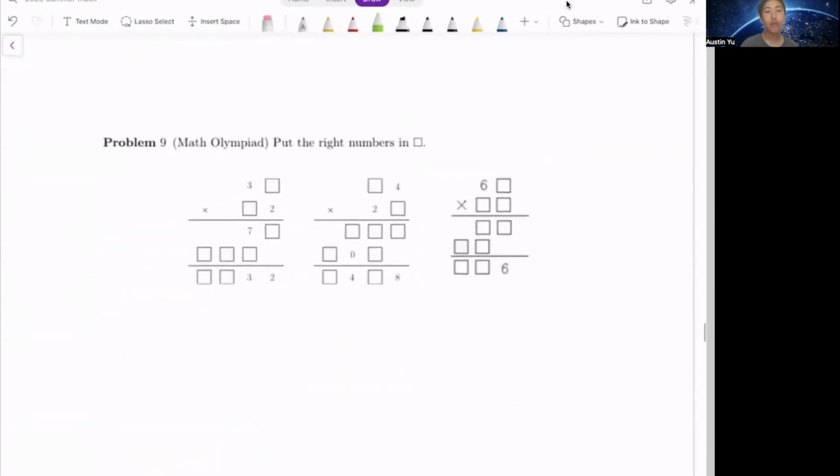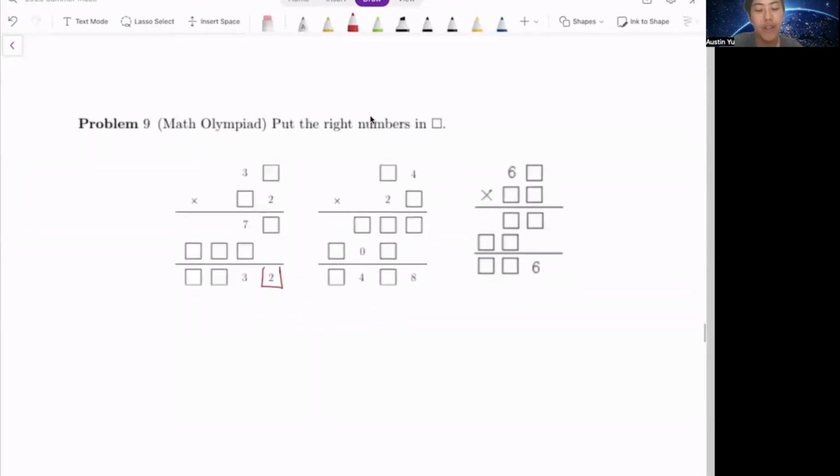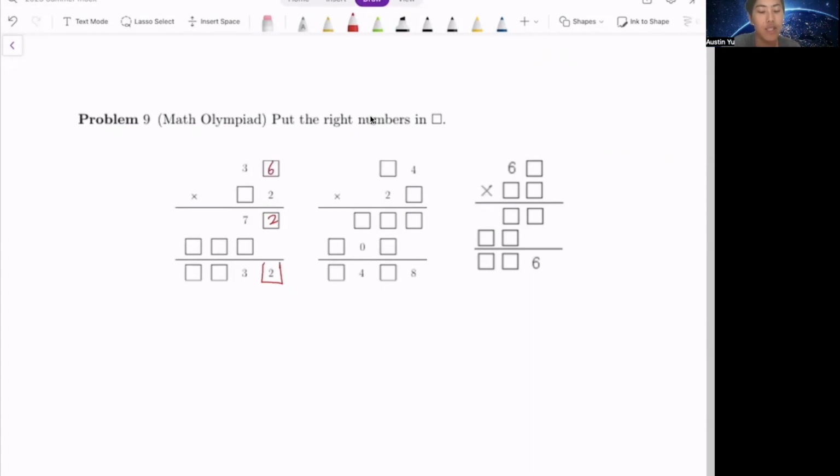Problem 9. Put the right numbers in the blank. We first look at the bottom 2. If this is 2, then that means that the above number has to be 2 as well, which means that 30-something times something 2 has to equal 72. And then what we can get from this is that 30-something times 2 has to equal 72, because as we see here, that's the procedure of multiplying two-digit numbers. Therefore, this can only be 36 times 2 equals 72.